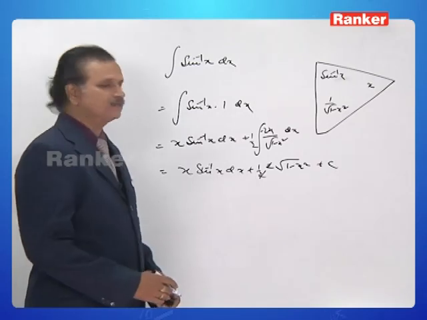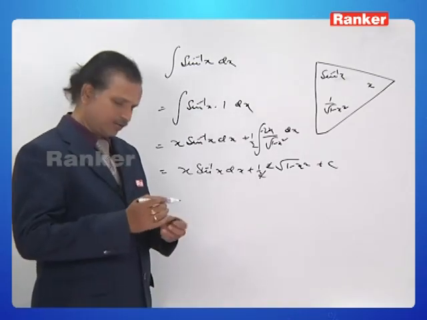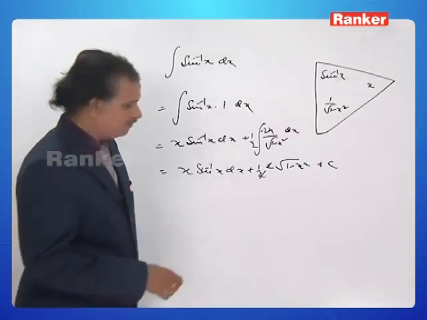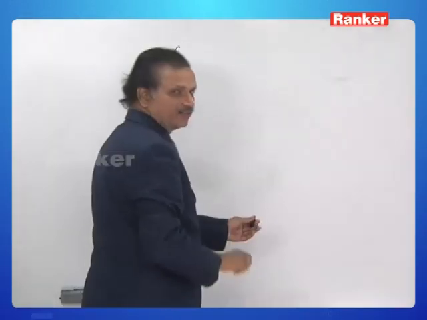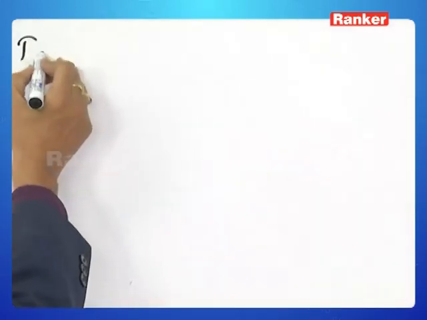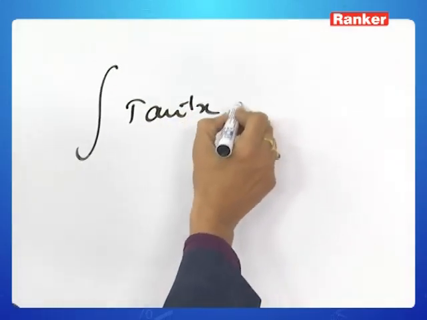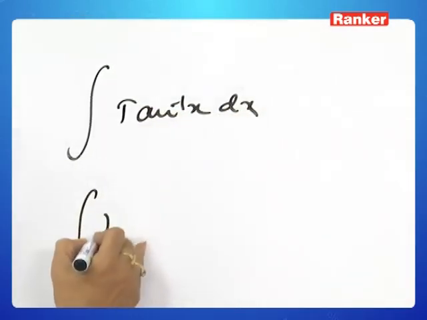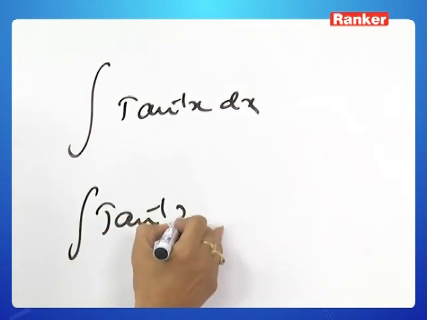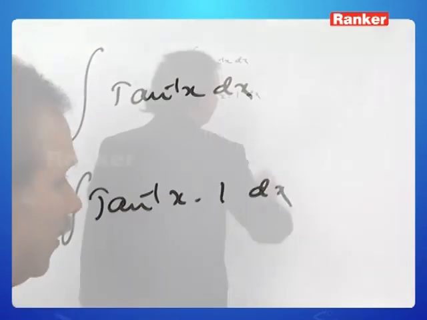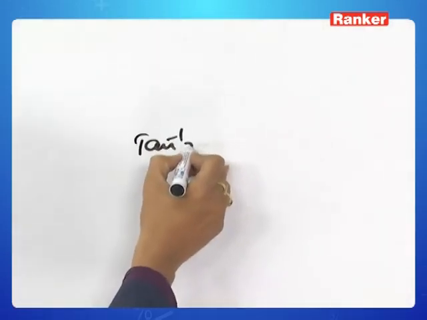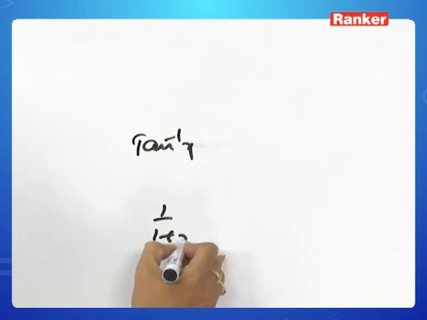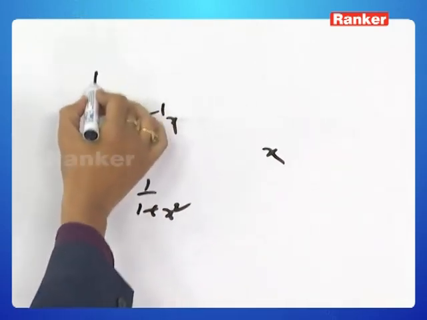If it is cos inverse x, we do the same. We do absolutely the same. If it is tan inverse x, yes. Let us do one more such. What is integral of tan inverse x dx? It's nothing but tan inverse x into 1. Use the triangular pattern. Tan inverse x and its derivative, integral of the second.